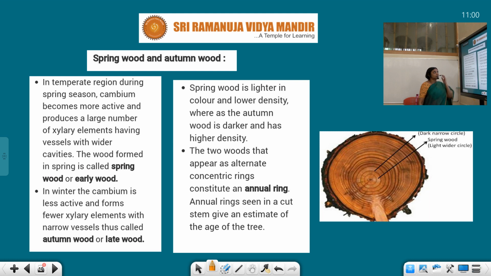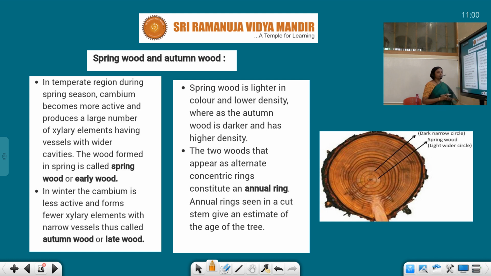Now, what is spring wood and autumn wood? In temperate regions, the climatic conditions are not uniform. There we can notice different seasons, spring, autumn, all the seasons. In the spring season, the plant starts producing more flowers and more leaves, so it requires more water.